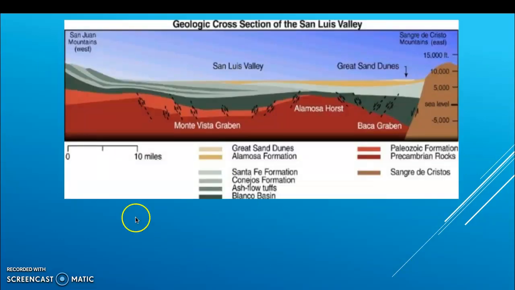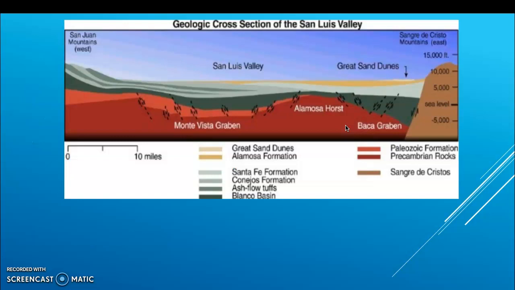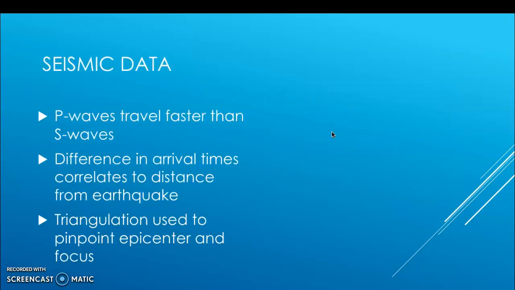Here's an example of horsts and grabens. Again, there are also different types. With those, we're looking at a horizontal offset with these as well, so that horizontal stress is going to be caused with earthquakes. By the way, this is a picture of a section in Colorado called the San Luis Valley that has multiple horsts and grabens, so lots of different normal faults going on here.